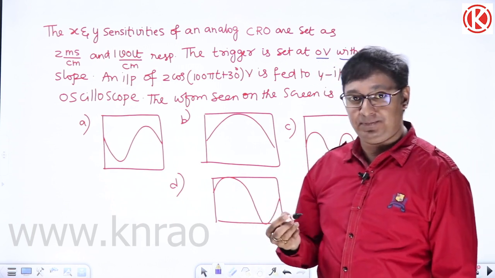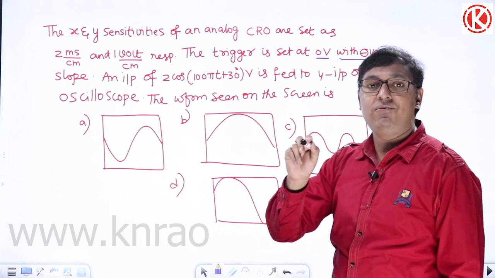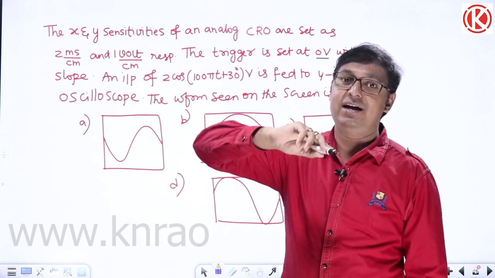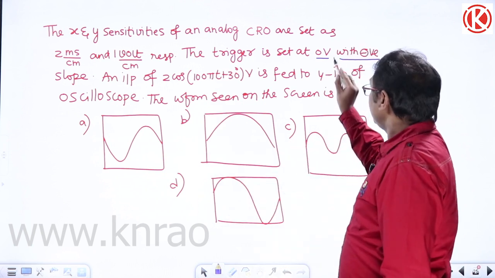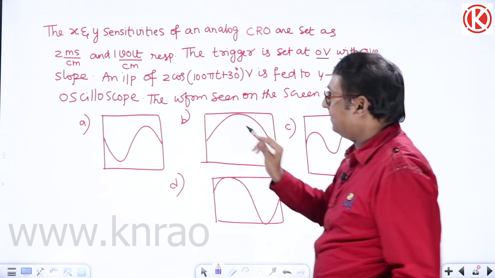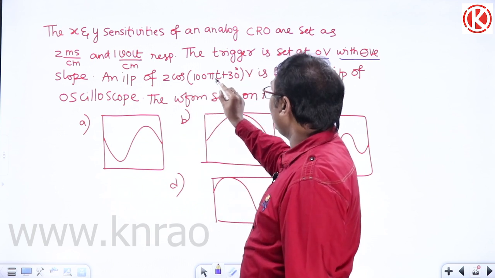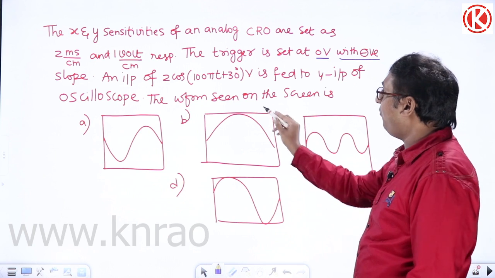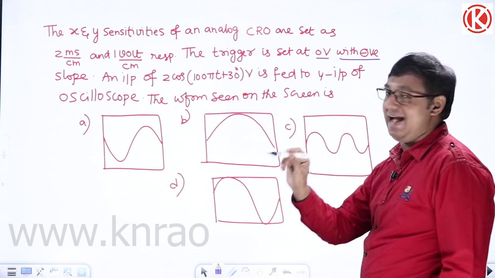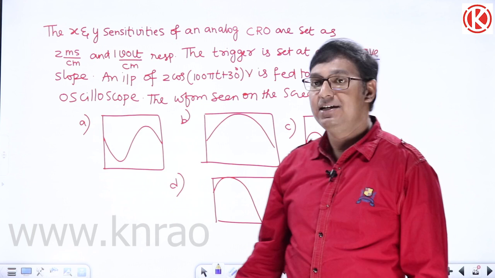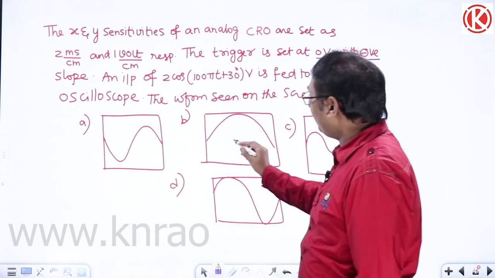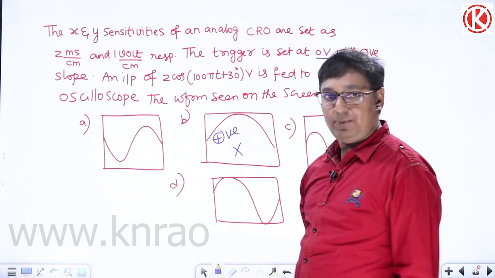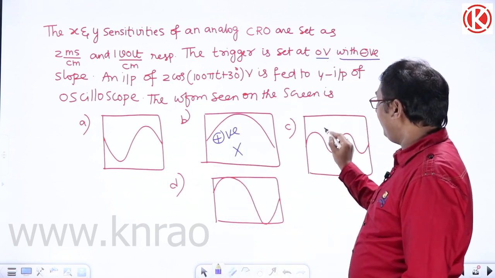If the examiner gives the trigger set at 1 volt, you have to check the waveforms which start from 1 volt. If the triggering slope is set as positive, you have to see the waveforms having positive slopes. Okay? Here, 0 volts with negative slope. An input of 2 cos 100 pi t plus 30 degree volts is fed to the Y input of the oscilloscope. The waveform seen on the screen is dash. Assume this is starting from 0, with what slope? Positive slope, so this could not be our answer. Next, here it is having positive slope.